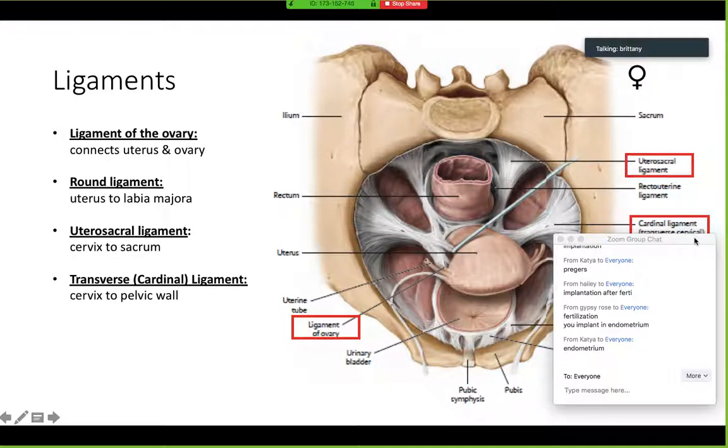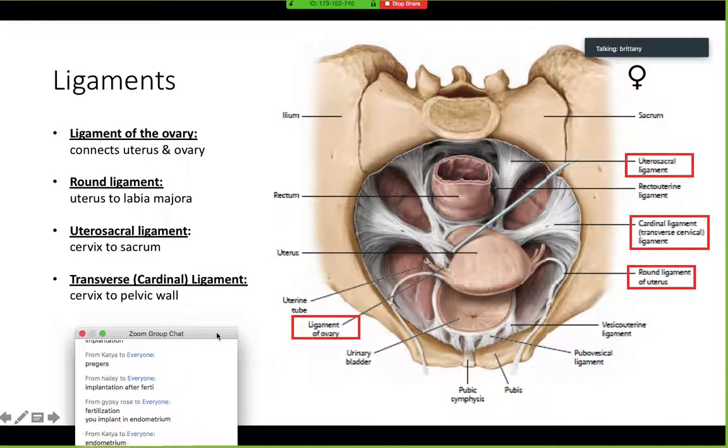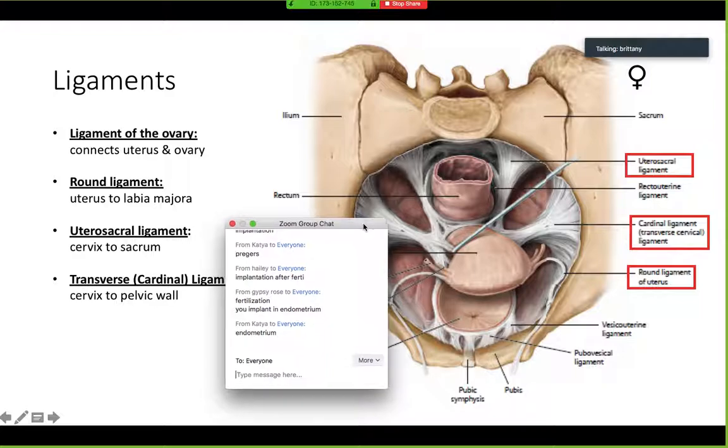All right. So more ligaments here. We have the ligament of the ovary connecting, again, the ovary to the uterus. The round ligament running from the uterus to the labia majora. The uterosacral ligament from the cervix to the sacrum, right here. And then the transverse cardinal ligament from the cervix to the pelvic wall.